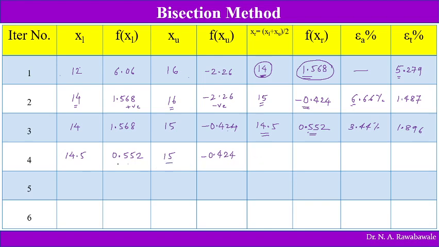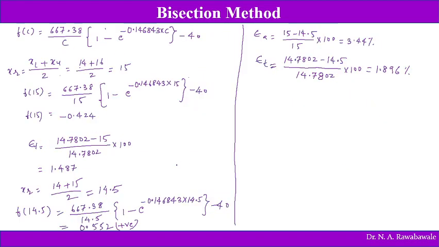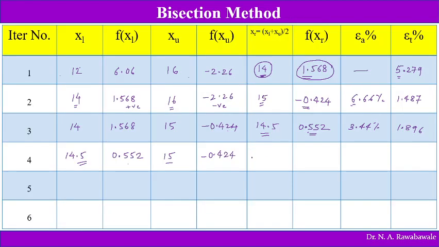Now again, to find a refined value between 14 and 15, we have to take the average of XU and XL. So XL is 14.5, XU is 15, XR is 14.5 plus 15 divided by 2, which is equal to 14.75. So here we get 14.75 as the revised value.